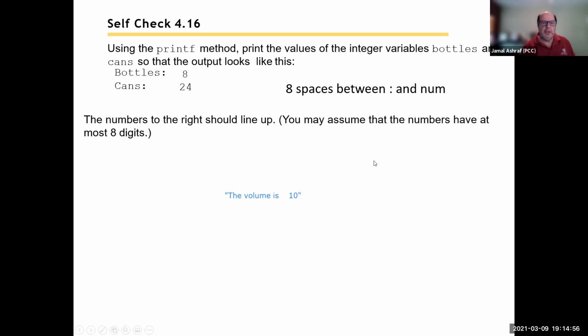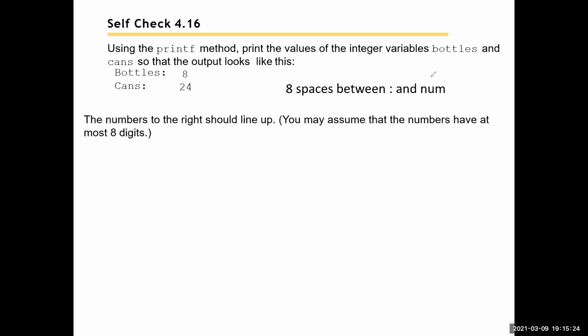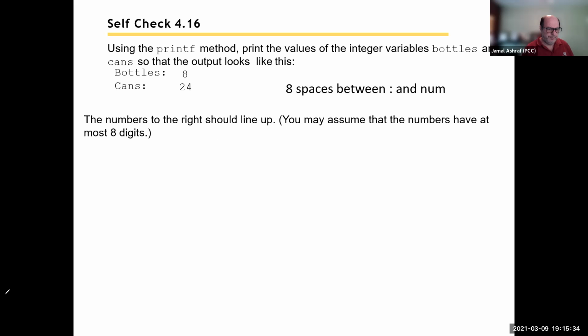Very good. And the next method prints the value of integer variables bottles and cans. So the output looks like this. Who wants to give me a shot on this one? I can try. Okay, go on. You want to type it in on my screen?